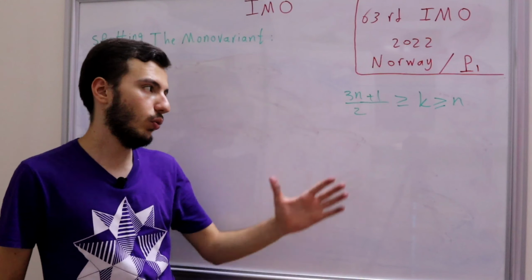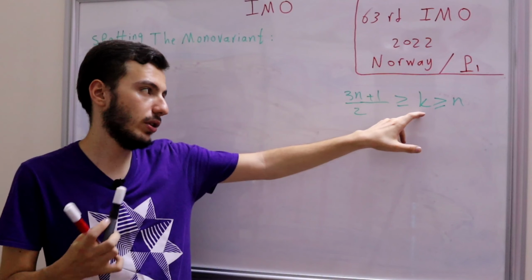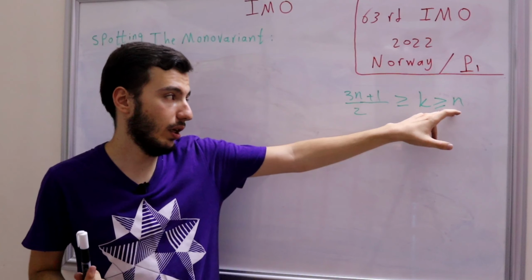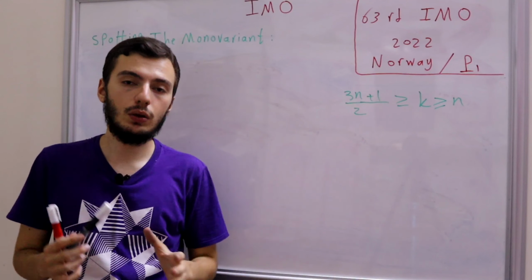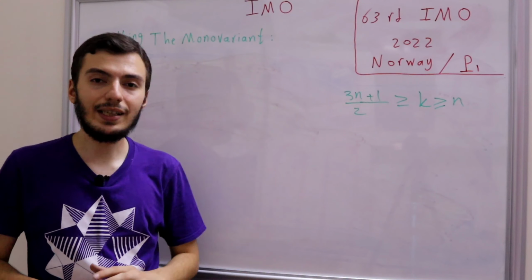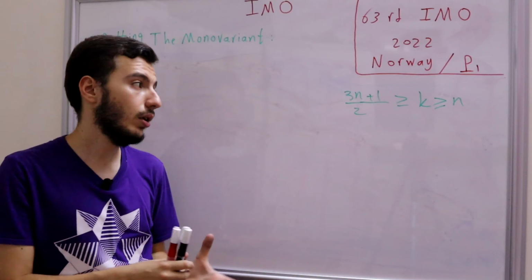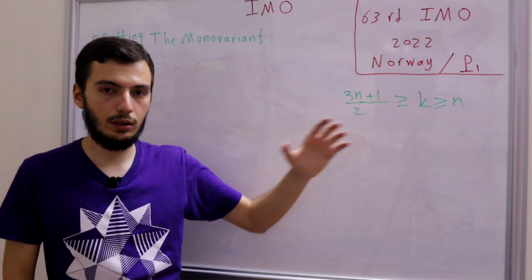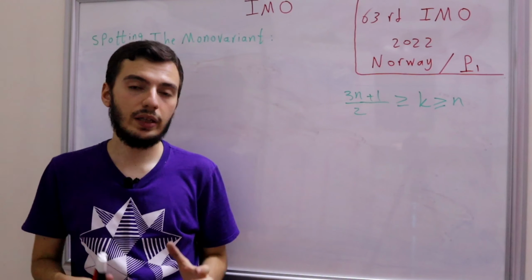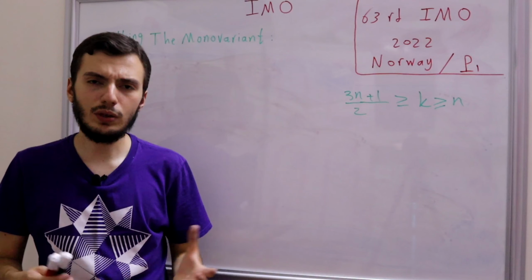Alright, so now we just need to show that these pairs (n, k), when k is between n and (3n+1)/2, do satisfy our problem. So let's take a look. Let's assume that they do not satisfy our problem. Let's take a pair with k satisfying this inequality, and assume that it does not satisfy our problem. So what does that mean?